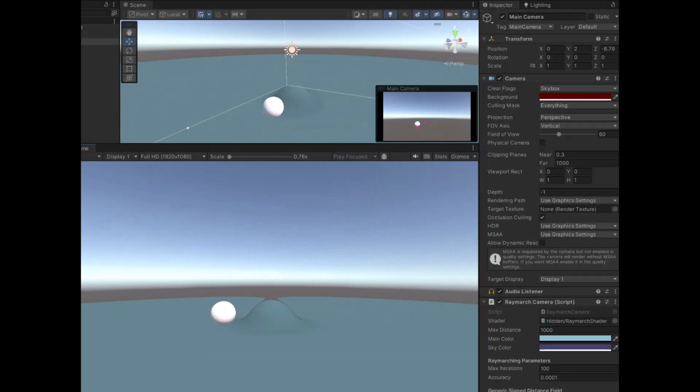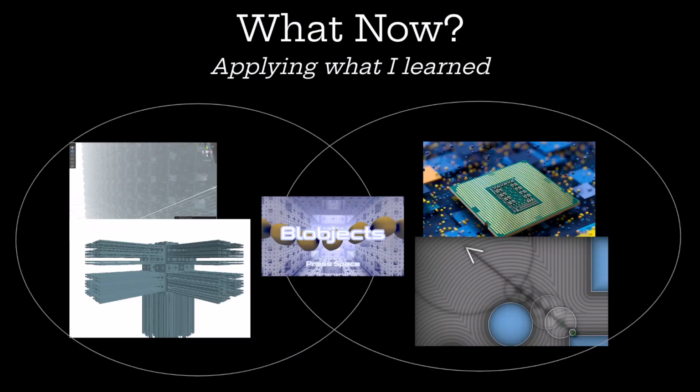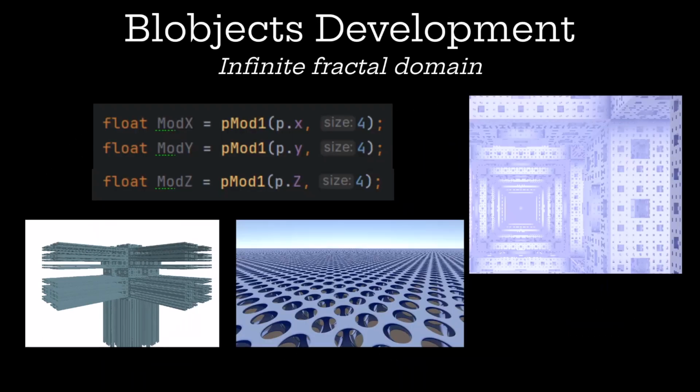Let's go. So we're able to have all the data, and then we can actually make collisions happen. So applying what I learned about fractals and about collisions, I decided to make the Blobjects game. But the first thing I did was create an infinite fractal domain of the Menger sponge.